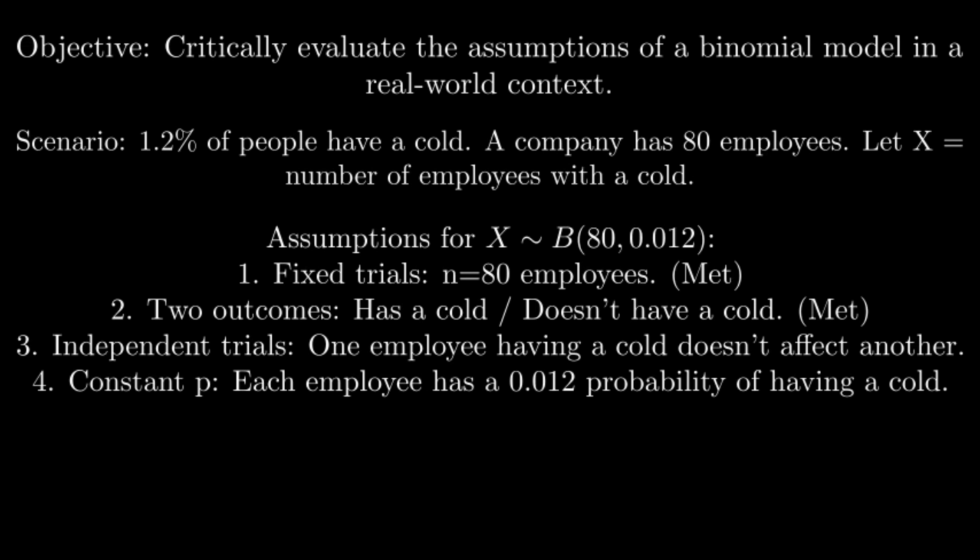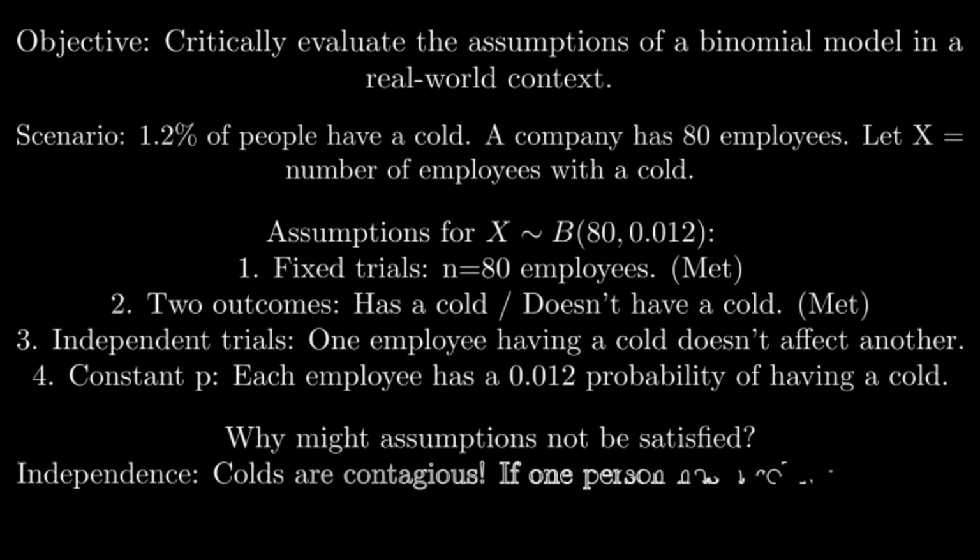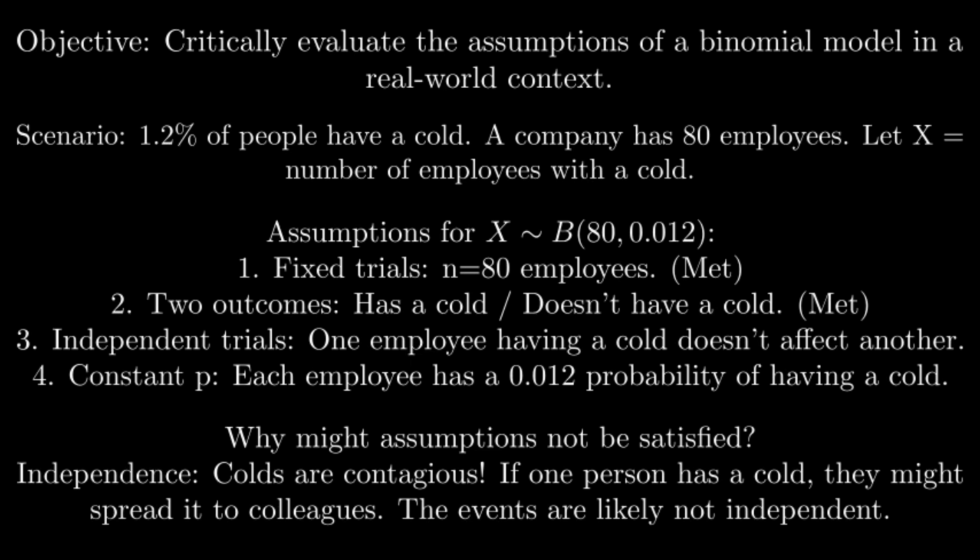Now let's think critically. Are these assumptions realistic? The fixed trials and two outcomes assumptions are fine. But what about independence? Colds are contagious. If one person in an office comes to work with a cold, they are likely to infect their colleagues. This means the events are not independent. The probability of one person getting a cold is higher if their desk mate already has one. So the independence assumption is likely violated in this real-world scenario.